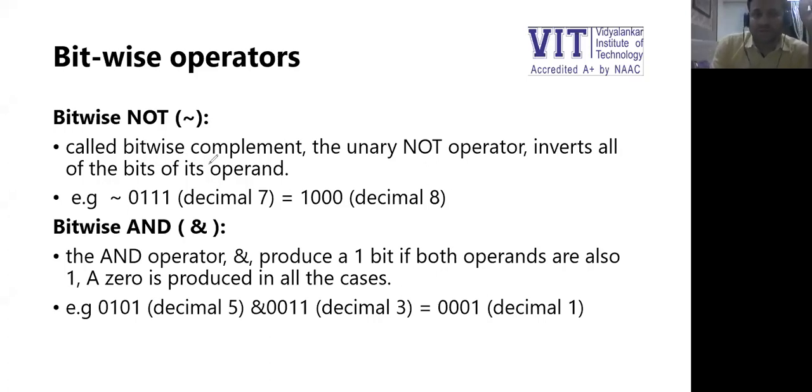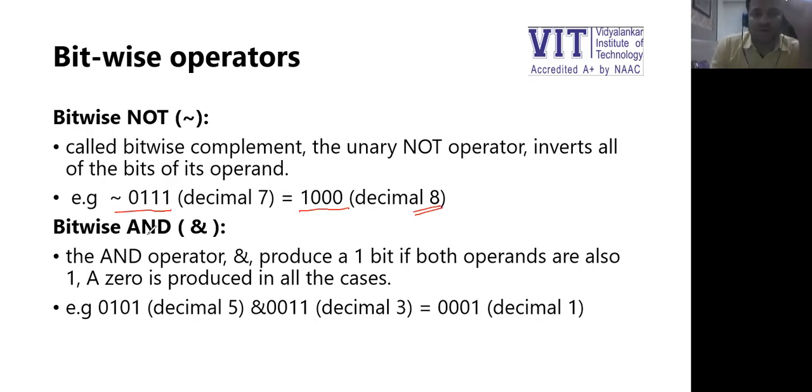When you say bitwise NOT, it basically complements the value. It converts 0 to 1 and 1 to 0. So if this bitwise operator is applied on 0 1 1 1, it gets converted into 1 0 0 0, which will be decimal 8 in this particular case.